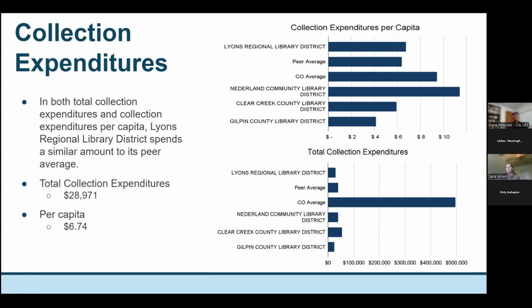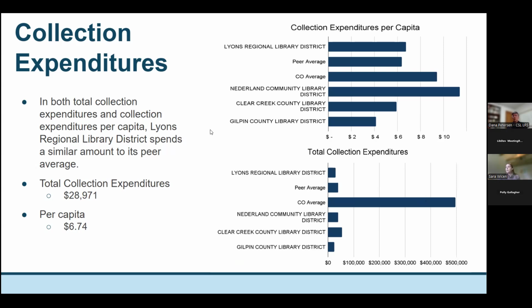I also want to bring your attention to this bottom total collection expenditures chart. You can see that it looks like each of the peer libraries and the peer average category, which is included in each of the charts, is pretty similar. And the Colorado average is way out there because this is not a per capita calculation. It's just total collection expenditures, and it's averaging all Colorado library systems. And the large libraries with large budgets are pulling that average way up. And we're looking at smaller libraries right now.